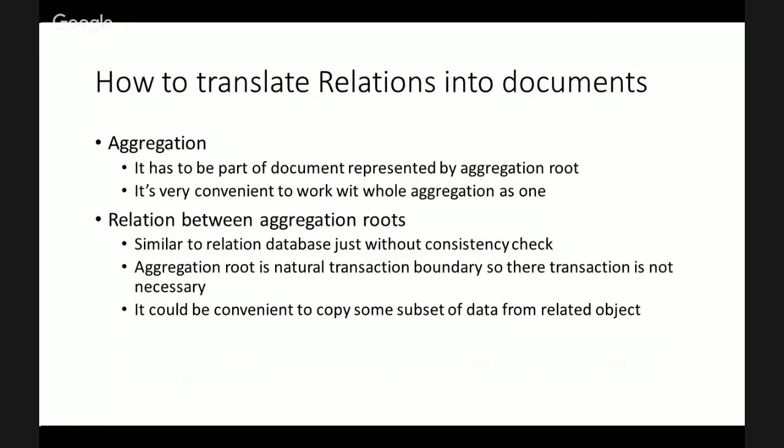Aggregation is the easiest part, it's a document. When there is some aggregation between two objects, it should be in one document, no question about it. The relationship between aggregate roots is a little bit trickier. The good news is that aggregation creates a natural transaction boundary around the aggregate root, around the document. So it's not a problem to save it separately, but these days, for example, Mongo even supports transactions. So it's possible to use transactions even in a document database.